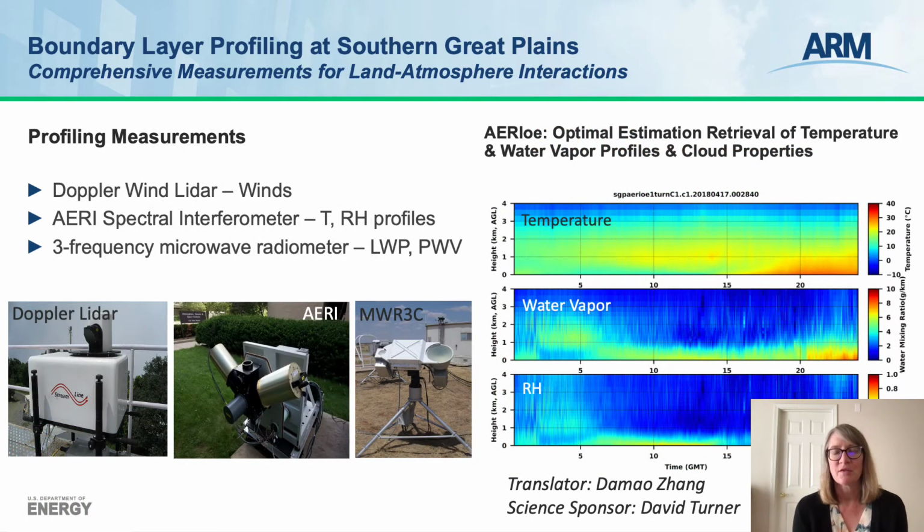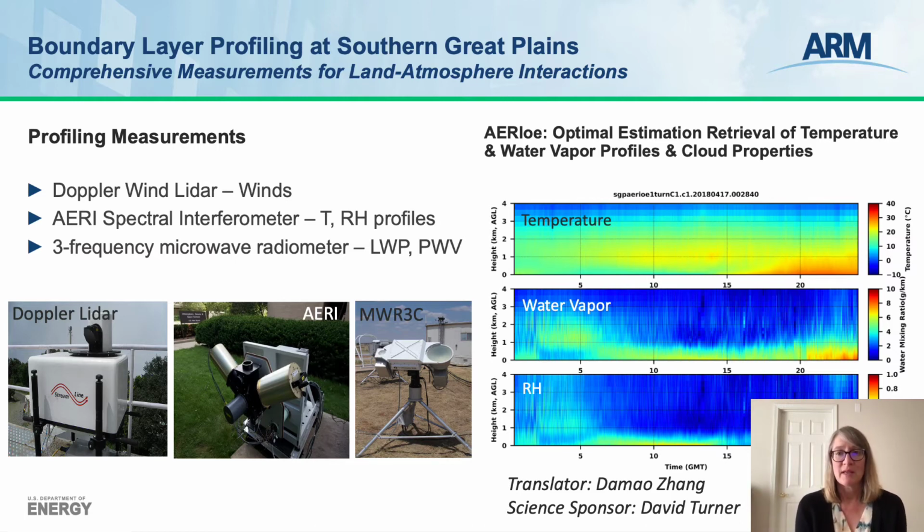In addition to these surface measurements, ARM has deployed several profiling instruments, including the Doppler LiDAR, which provides horizontal winds and vertical wind statistics, spectral infrared interferometer measurements, and 3-channel microwave radiometer measurements. The infrared and microwave measurements can be combined to derive vertical profiles of temperature and humidity and cloud properties such as effective radius and liquid water path using the optimal estimation retrieval developed by David Turner.